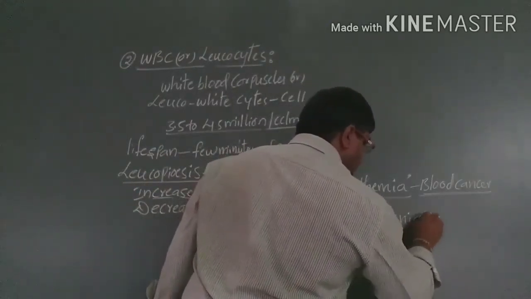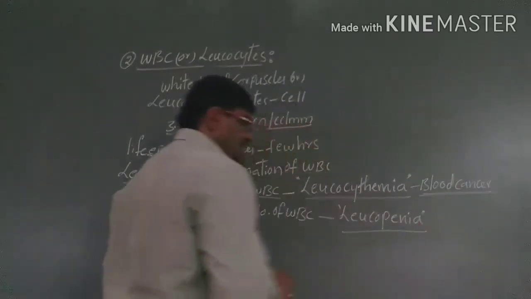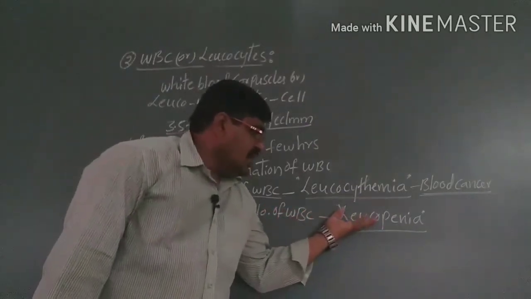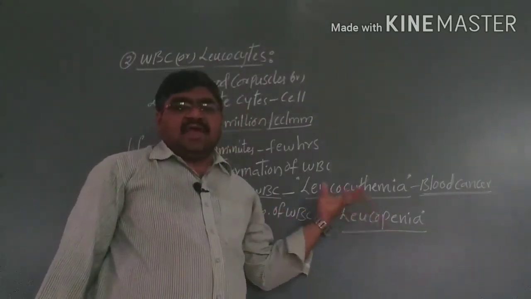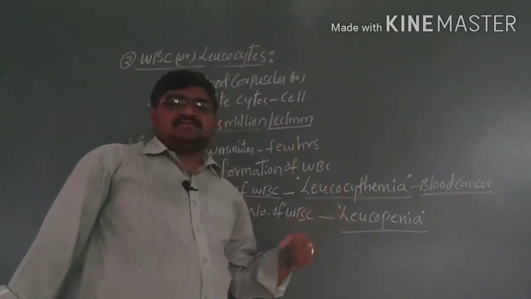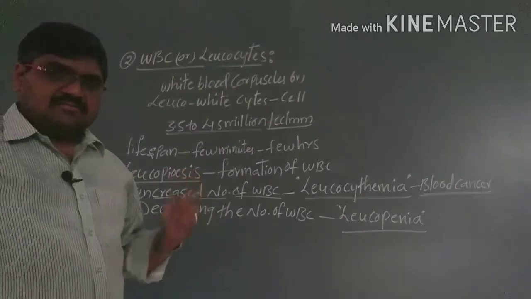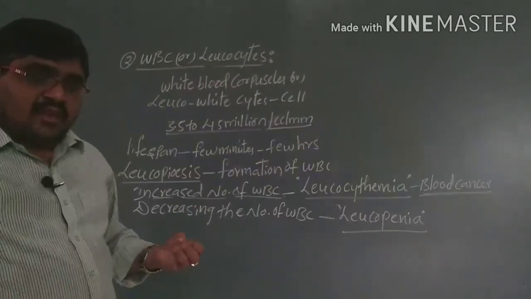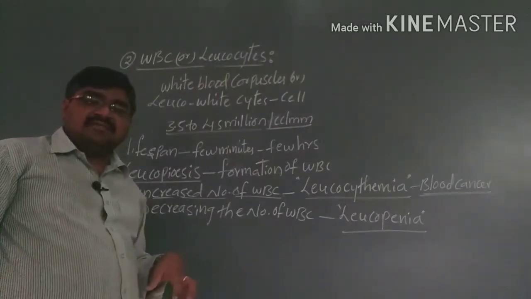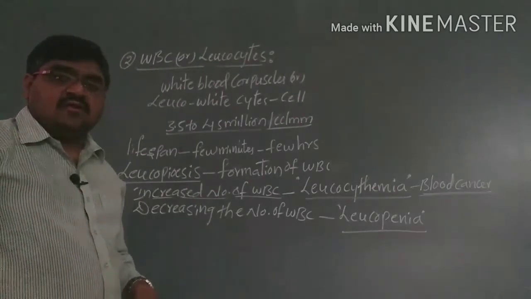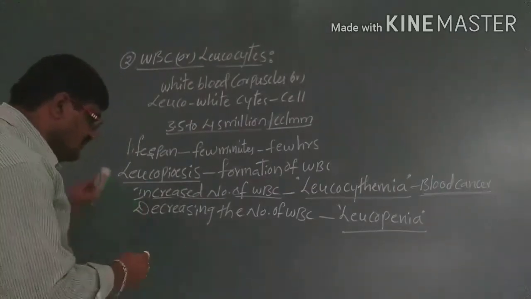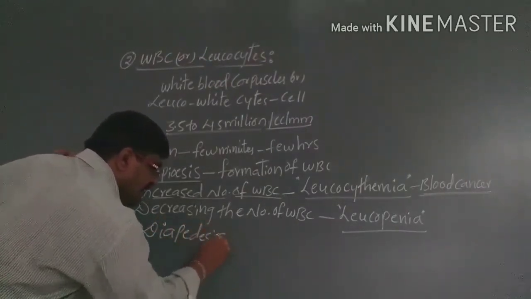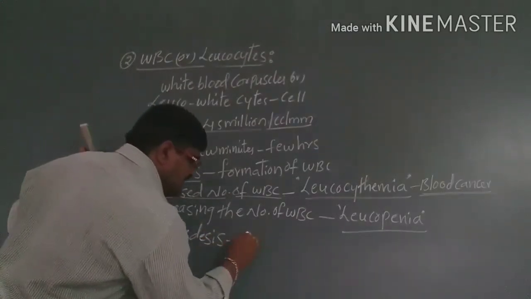We can call it leukopenia, not leukopoiesis. Leukopenia means decreasing the number of white blood cells. Increasing the formation of white blood cells we call leukopoiesis. And when some white blood cells ooze outside across the capillaries of the blood vessels, this condition we call diapedesis. What is diapedesis? It means oozing outside.